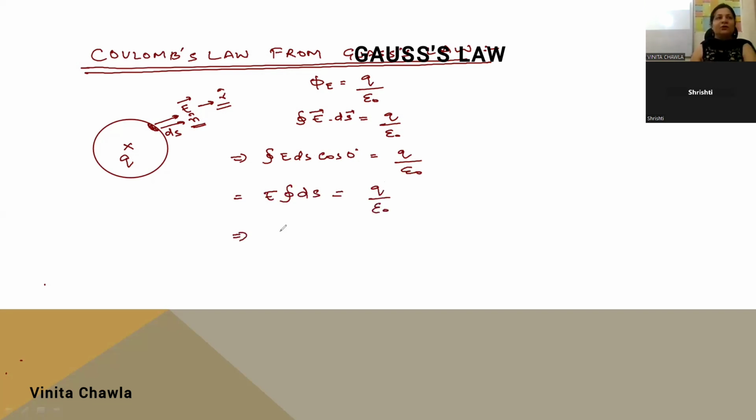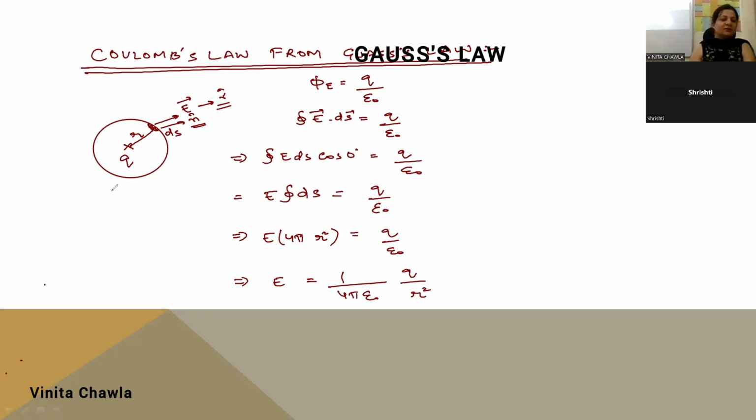Now this integral of ds means we are considering small area elements everywhere over the surface. So when we integrate all these small area elements, we get the total area, and the total area is 4 pi r square. So this r is the radius of the spherical shell, right? So it is equal to q upon epsilon naught. So we can write E as, let's write this 4 pi and epsilon naught together, they make sense together, and q by r square.